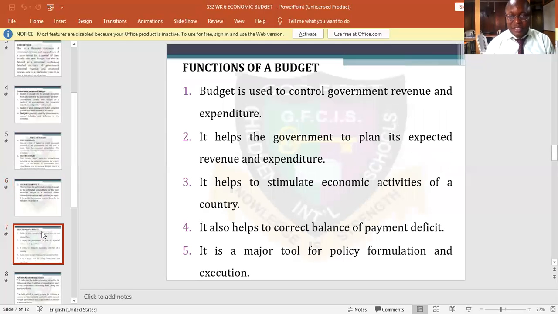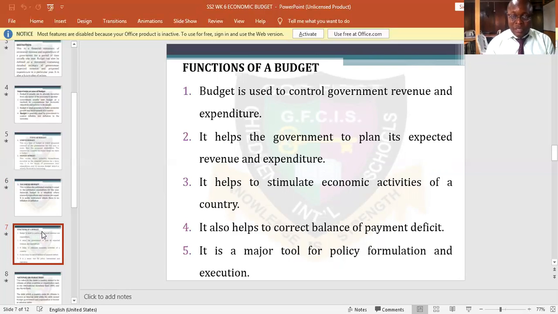Budget is used to control government revenue and expenditure. They use budget to control government revenue and expenditure. So there is need for them to control the government revenue and expenditure. Second one, it helps the government to plan its expected revenue and expenditure. So this makes government plan towards the expected revenue as well as expenditure.